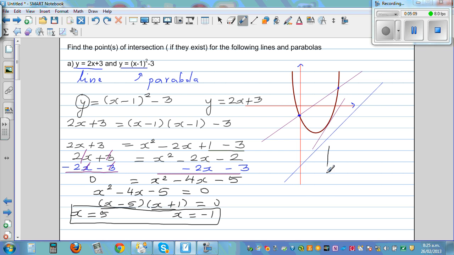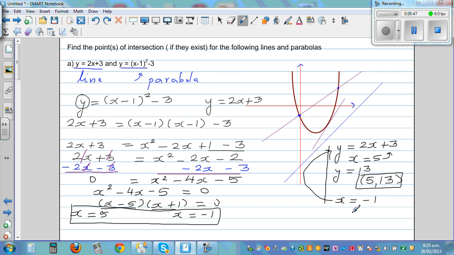So let me do the working here. We need to find y. We have a simple equation for y: y is equal to 2x plus 3. When x is 5, y is equal to 2 times 5, which is 10, plus 3, which is 13. So 5 comma 13 is one point of intersection. Now when x is negative 1, y is 2 times negative 1, which is negative 2, plus 3, which is 1. So the other point of intersection is negative 1 comma 1.